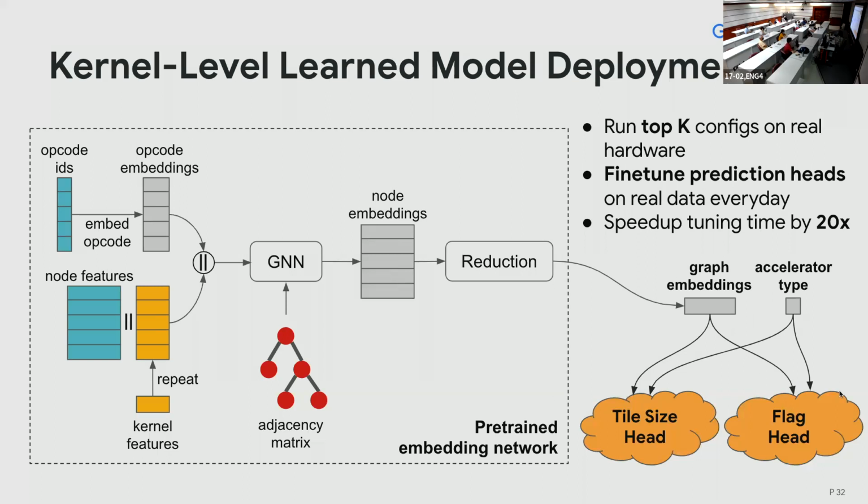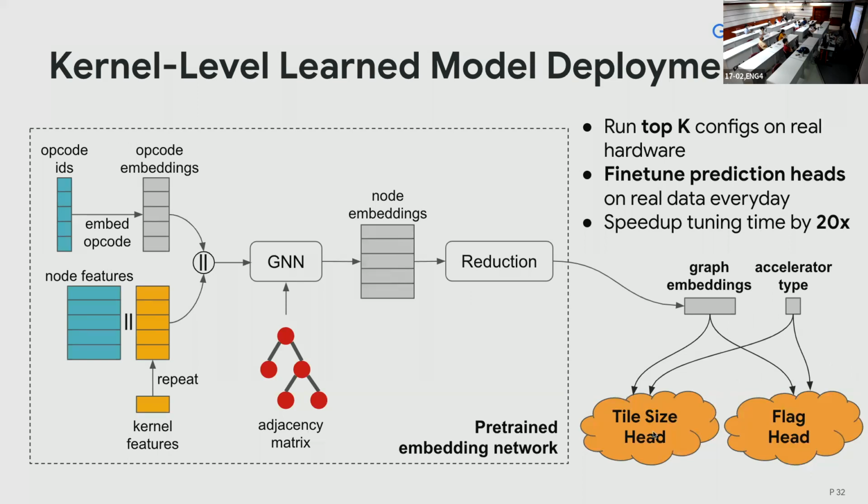It turns out that Google develops a new TPU generation quite often, almost every year. So instead of having a different model for each TPU generation, we share the GNN parts and only train different heads for different types of generation.